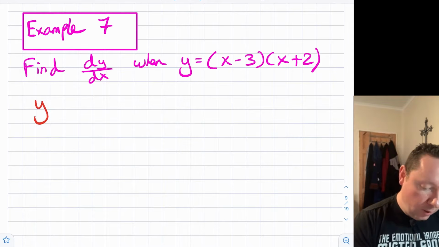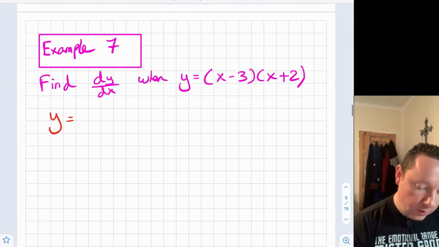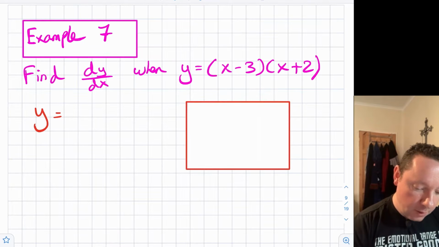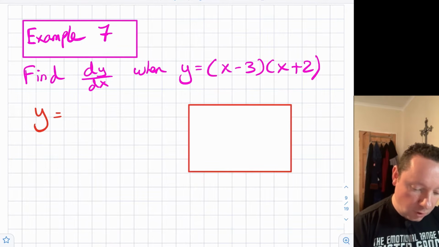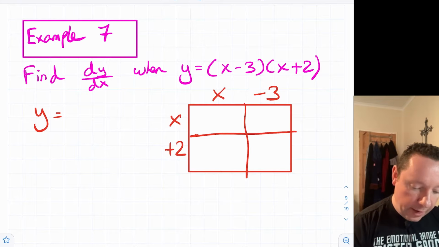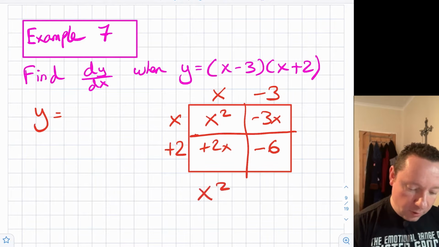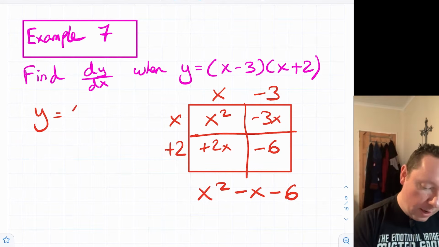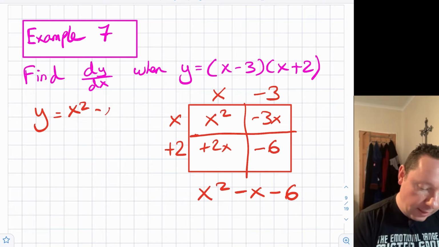So y equals, well, we can work this out at the side. It's just multiplying out brackets. I'll use a grid just to be very clear. So if I draw a grid like so, and on one side I put x minus 3, and the other side I put x plus 2, then I get x squared minus 3x plus 2x minus 6, or x squared minus 1x minus 6. So I've now worked out what my y is: x squared minus x minus 6.